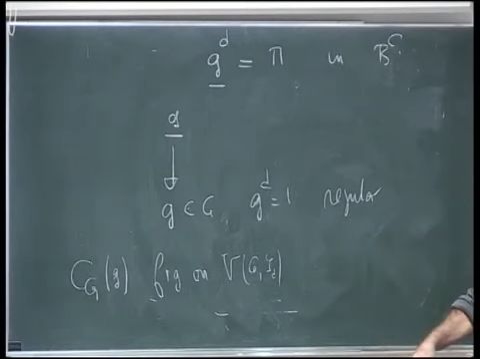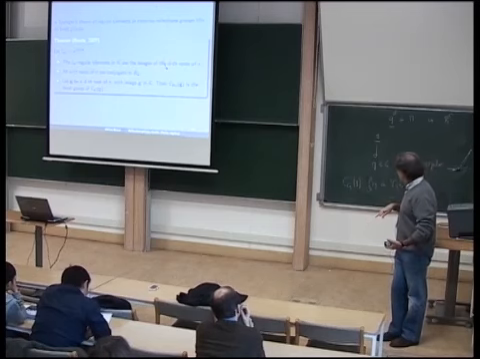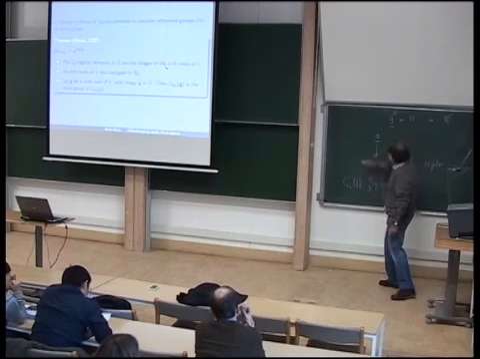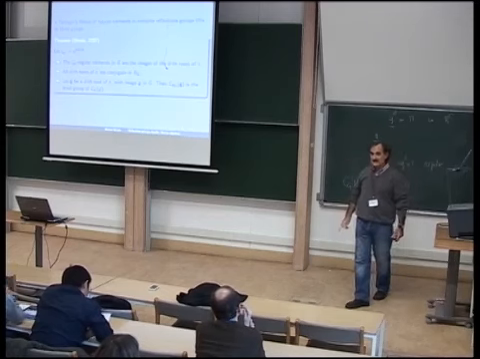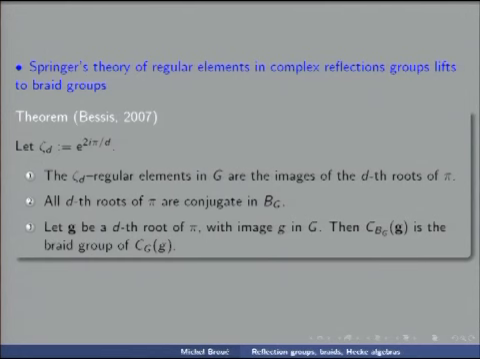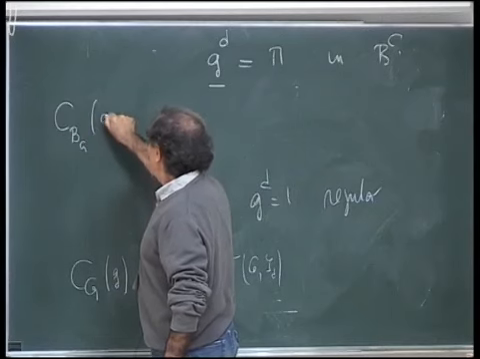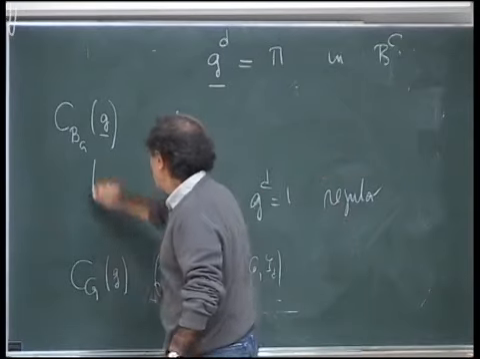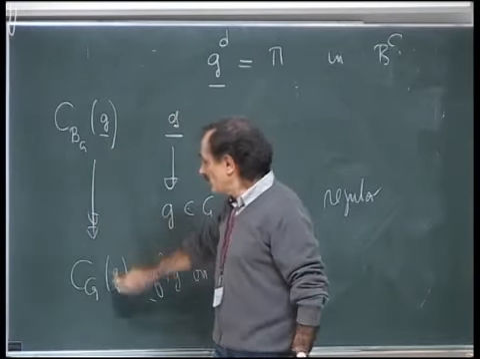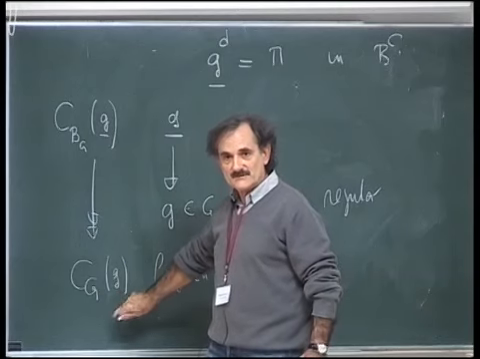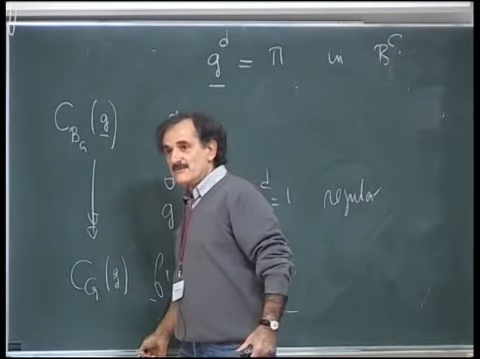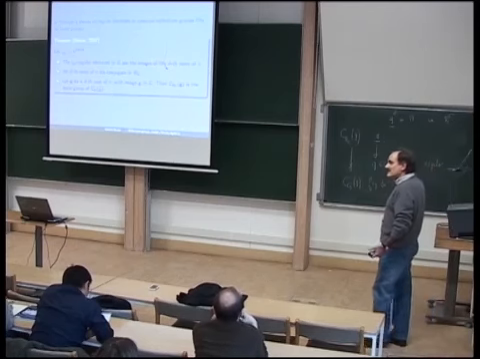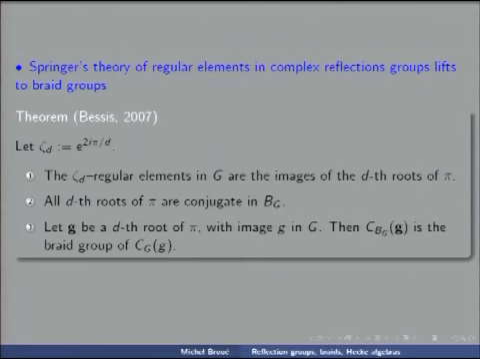So in the finite group, you have a new finite reflection group. But what about above? And this is Bessis's answer. Above, of course, you can consider the centralizer in BG of this root of pi. And the theorem is that this is indeed the braid group of that small group. So the whole situation lifts, and everything is readable upstairs in the braid group. Okay? So this is a complete answer and a complete generalization of Springer regular element theory.